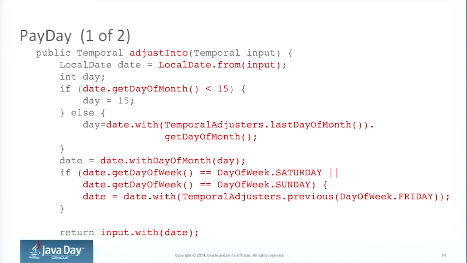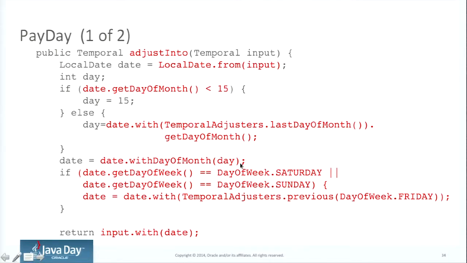That means I'm going to be paying on the 15th. If not, I'm going to be paid at the end. So if my day of the month is less than 15, the paycheck will be the 15th. If it's not, that means it's from the 16th to the end of the month. What I'm doing is taking an adjuster and taking the last day of the month. So we know which day it is, either the 15th or the last day.